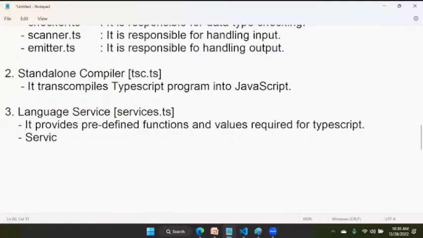That means a service is a predefined business logic, which you can inject and implement in any application. So we have two compilers and one language service. What is the core compiler? The core compiler checks all the problems in your code. What is the standalone compiler? It translates the TypeScript code into JavaScript. And what is the language service? It will provide all the functions and values required for your TypeScript.